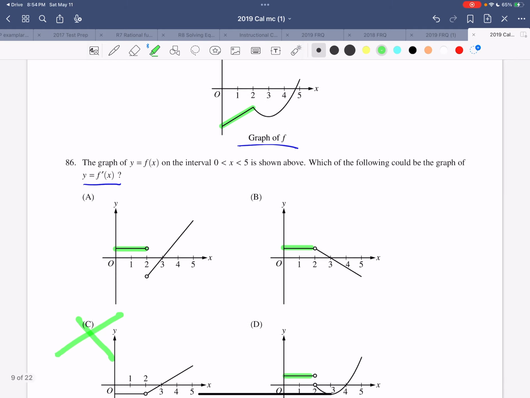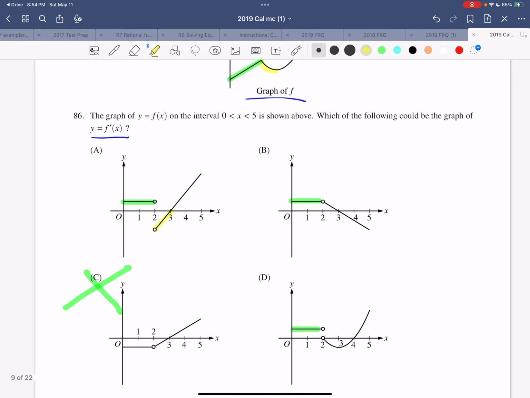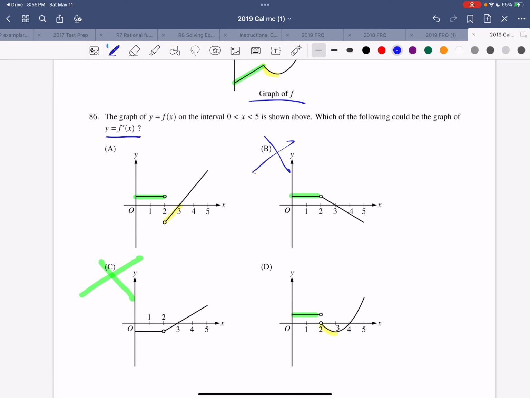And next, looks like 2 to 3, this one is the negative slope because it's going down. So 2 to 3 should be in the negative position. This is in the negative position, this is in the negative position, and this one is the negative slope, but still in the positive position. So this one cannot be the answer. So the answer is going to be A or D.